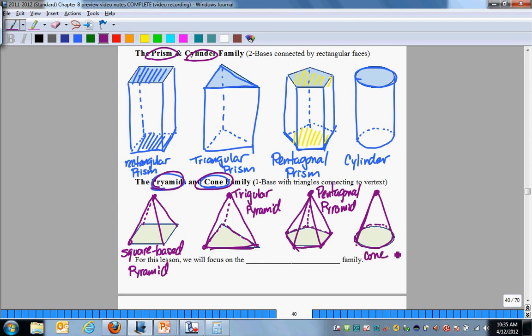So pause the video just for a second and ask yourself, what do prisms and cylinders have in common? What makes them a family? And what makes pyramids and cones a family? Really stop and get that stuck in your head. It should only take you about 20 seconds to formulate a thought. But I'd really like you to think about it. What makes those solids related to each other?